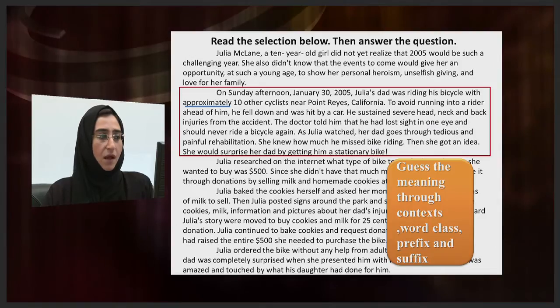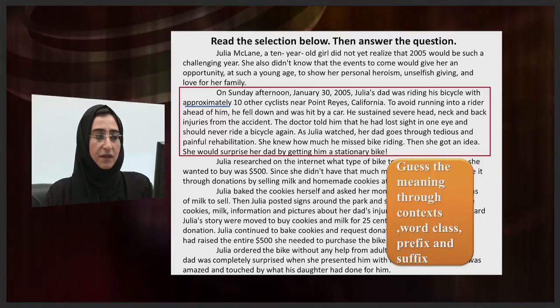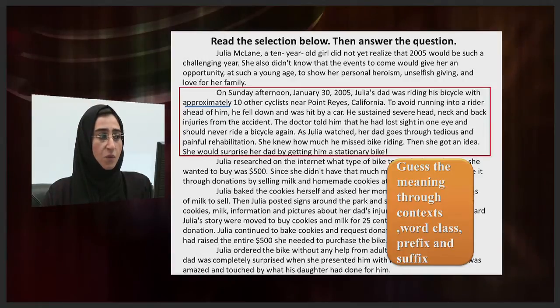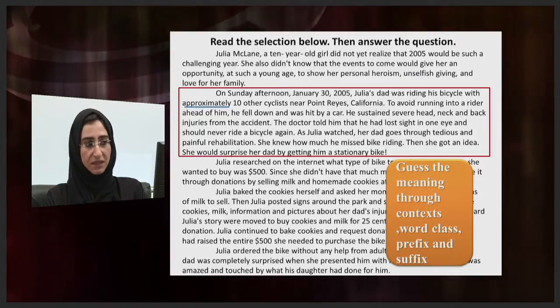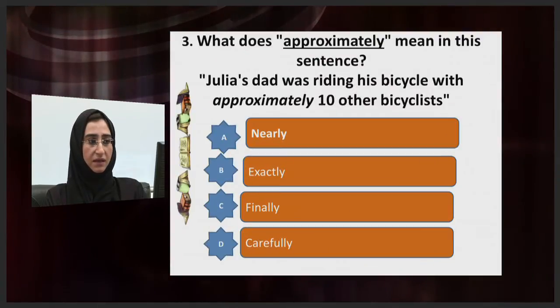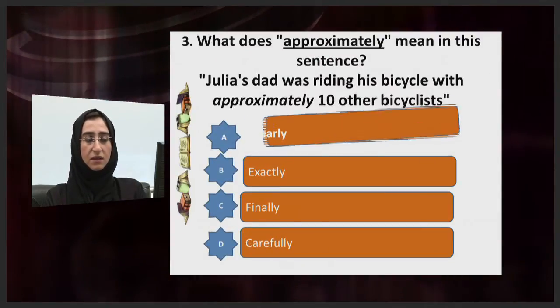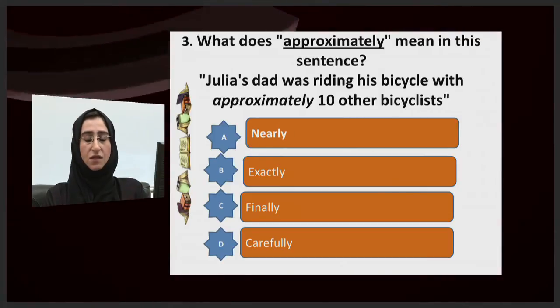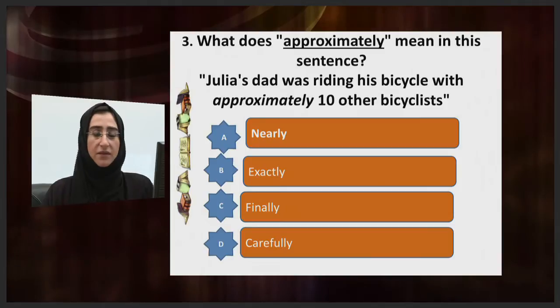Approximately. So we will read the sentence here. On Sunday afternoon, January 30, 2005, Julia's dad was riding his bicycle with approximately 10 other cyclists near Point Reyes, California. So here we will try to get the meaning here. And approximately, and then there is a number. That means this will give us a clue to get the meaning, which is nearly. So while you are reading, try to find some clues to guess the meaning through context.